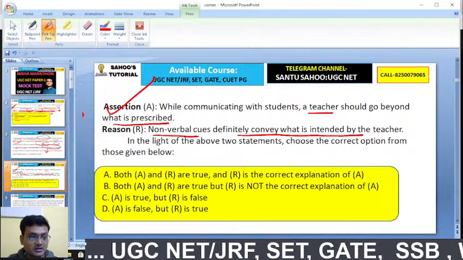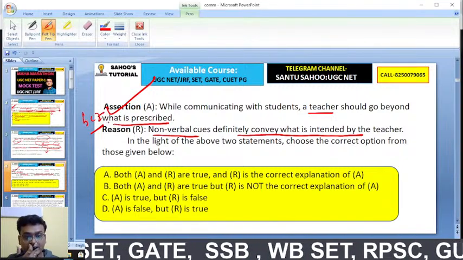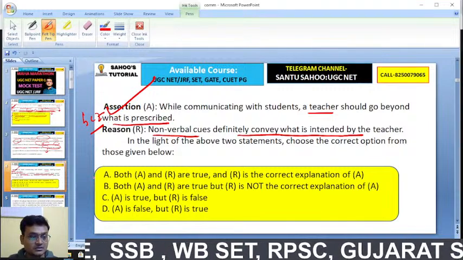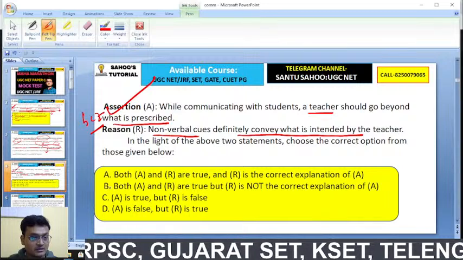So it is because non-verbal cues definitely convey what is intended by the teacher. So okay, Archana is saying C, Gorod is saying B.